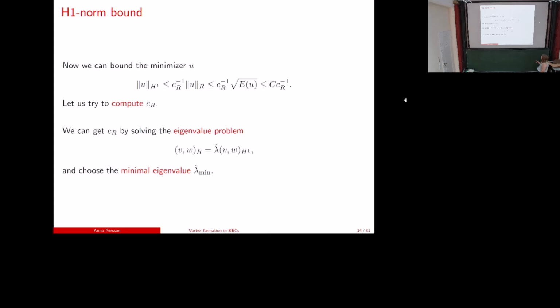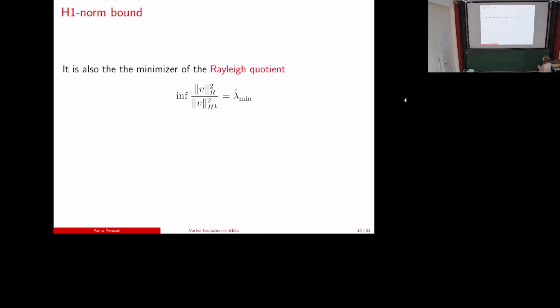So this is the eigenvalue problem that I want to solve. I use the R inner product and the H1 inner product, and I compute the eigenvalue, and I choose the minimum one. This is also the minimizer of this Rayleigh quotient. You need to prove it. I will not do the details here, but you can prove that it is the minimizer for the Rayleigh quotient.